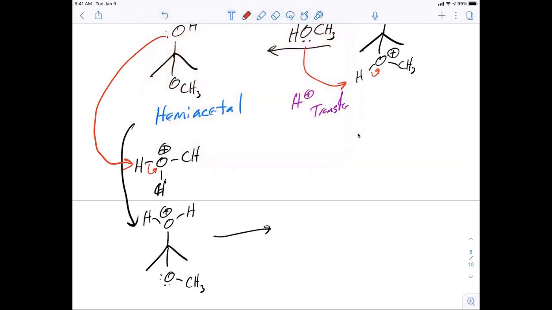And then at this point, right, I've got water as my leaving group, and I've got a lone pair on my oxygen at the bottom. So this can come back, kick this off. And now what I'm doing is inverting it, right, to get this intermediate. And then this intermediate can go through a nucleophilic attack with another methanol.